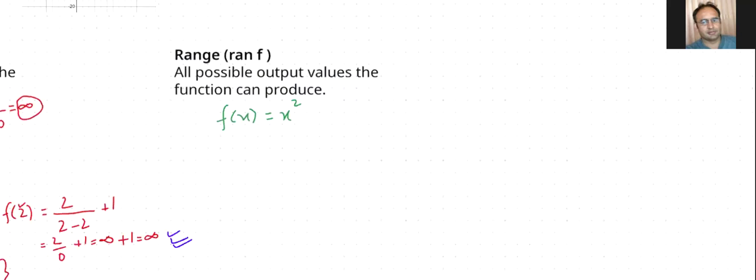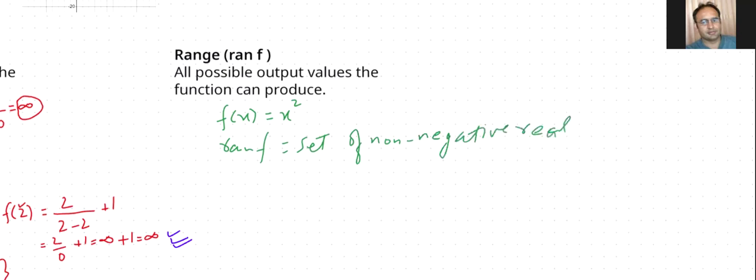Okay, now I would like to discuss the range of the function again. All the possible output values the function can produce are called the range of the function. For example, f of x is equal to x squared. So now what is the range of this function f of x? The range of the function f of x is the set of non-negative real numbers. Why is this the range of this function?